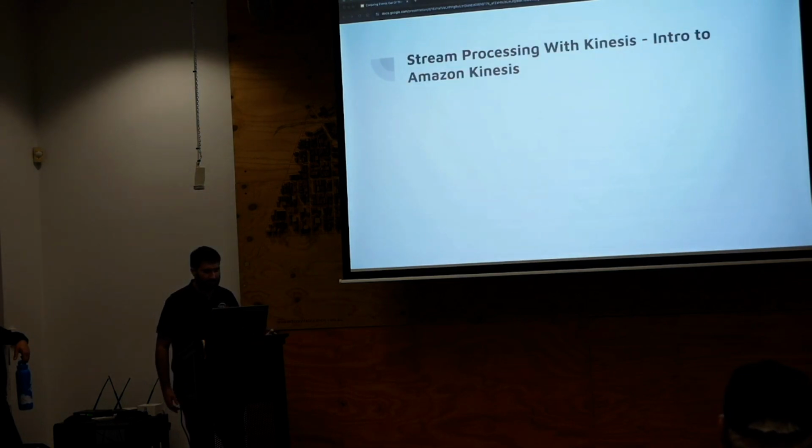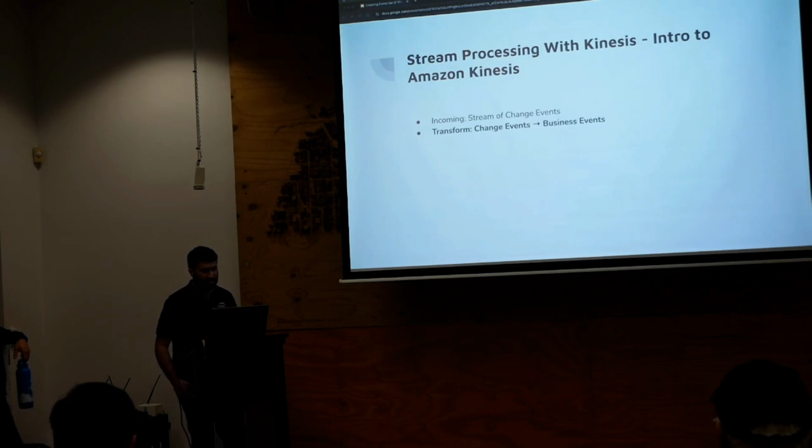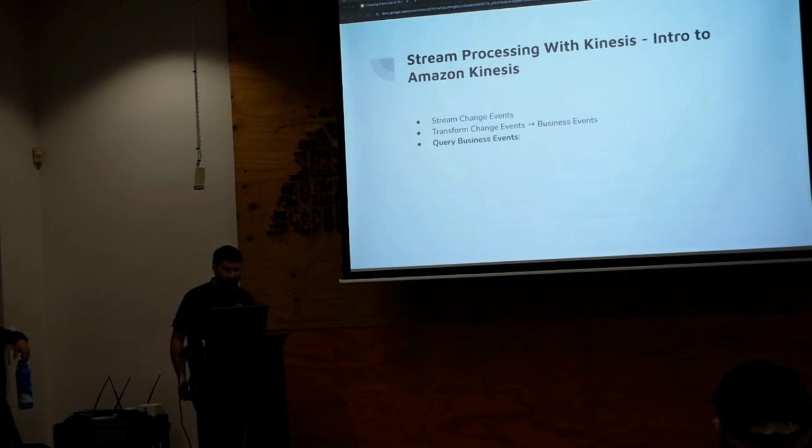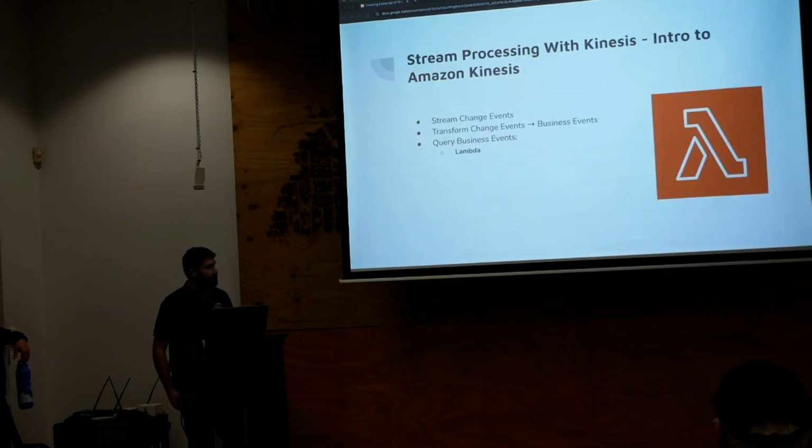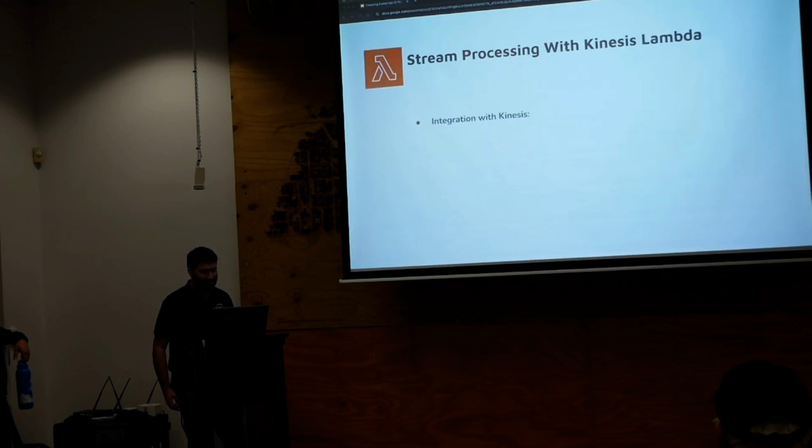So with Kinesis, we get a stream of change events, and we can transform our raw deltas into meaningful business events, like in our previous example where we transformed the change to the base stock level for an item in the product table into a stock level change business event that we feed into our inventory management system. And then we can query our business events. For that, we've got a few options. First off, one that I really like, Lambda.